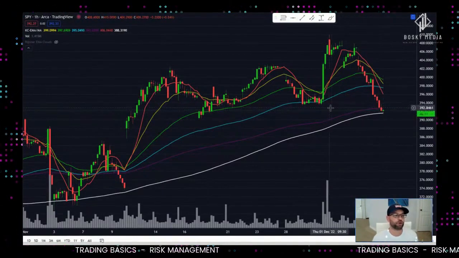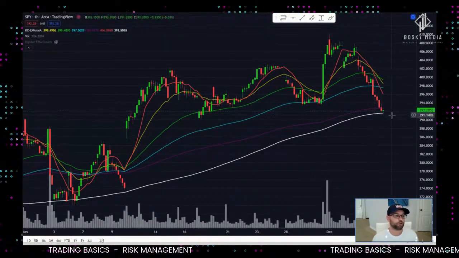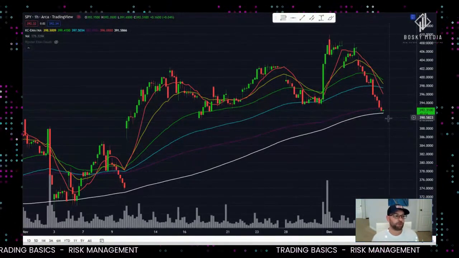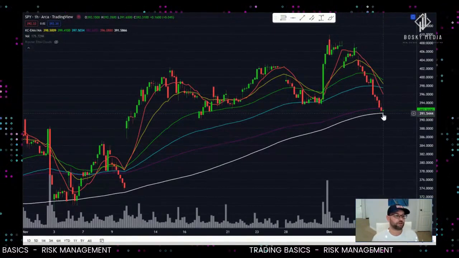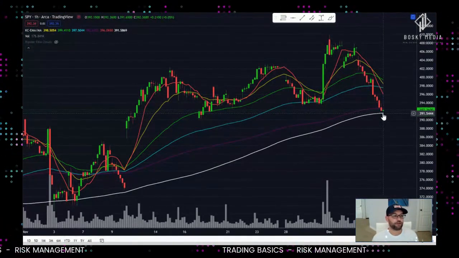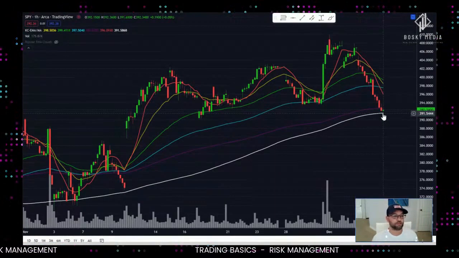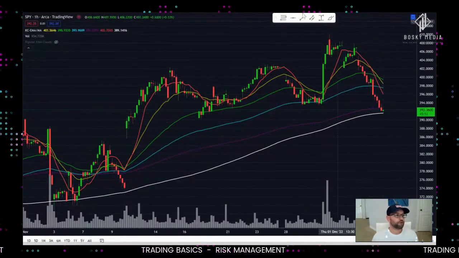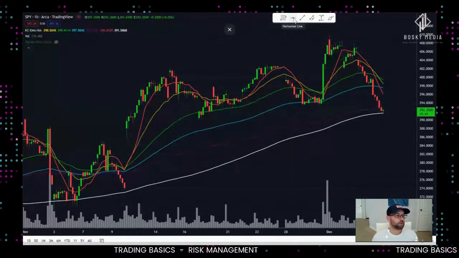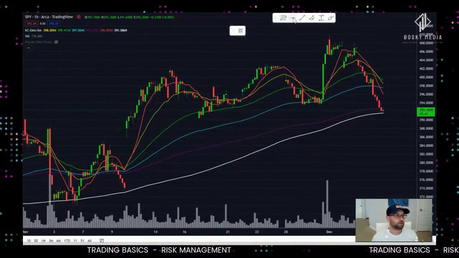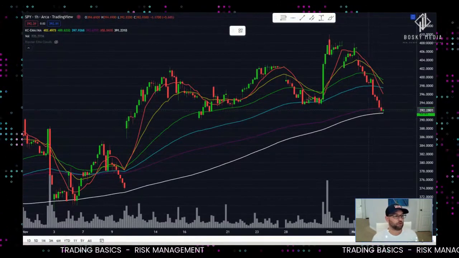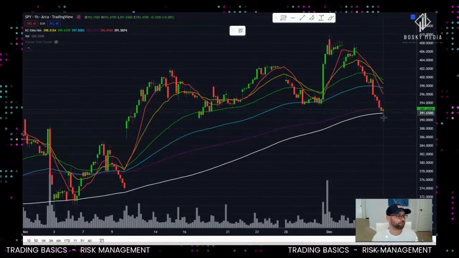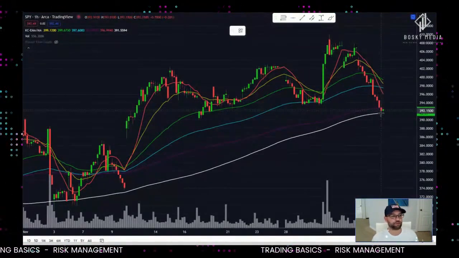So let's look at how you would manage risk if I was going to enter this trade. We've got a bounce off this 200 simple moving average. So that is the easiest place to manage risk from right here. It's already made a lower low than right here. So you are in a little bit of a downtrend, but generally in a downtrend, you're still going to get a bounce.